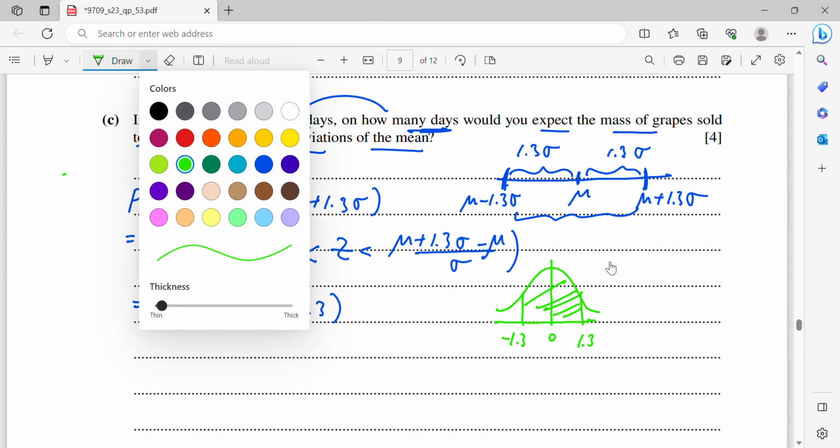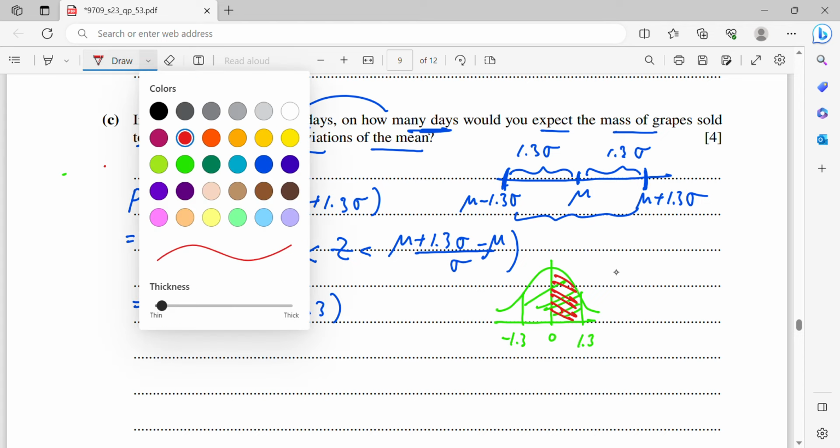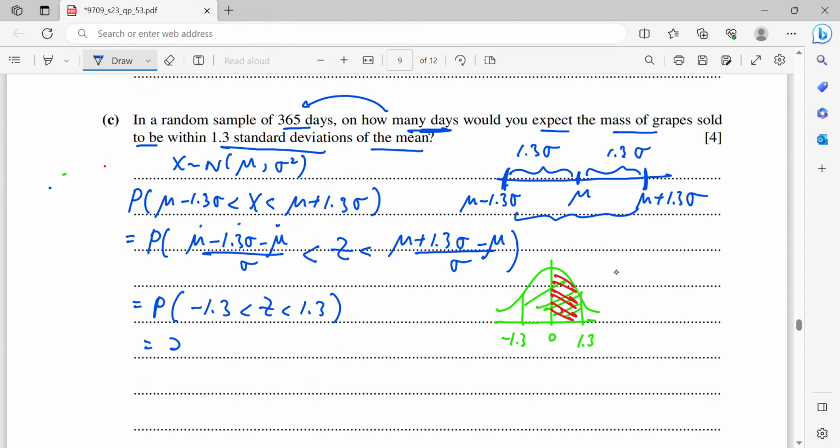Then I will say that, since it is symmetrical at the origin, at the 0, it will be double of this red color. Okay, so now I will write it is double of the probabilities between 0 and 1.3. So double means that it can be found using P(Z less than 1.3) minus P(Z less than 0). That will be the red color. So P(Z less than 1.3) minus P(Z less than 0).